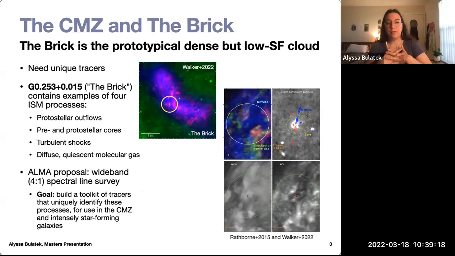And we ideally want to use this toolkit to look for sites of star formation elsewhere in the CMZ in slightly more complicated environments than the brick, and also in intensely star-forming galaxies, the conditions of which are more similar to the conditions in the galactic center than the galactic disk.